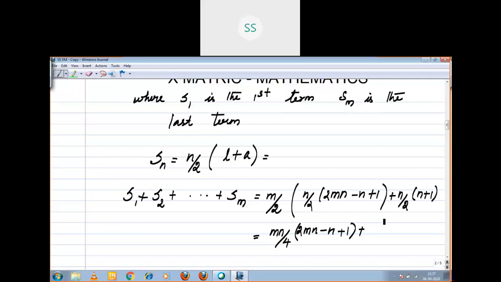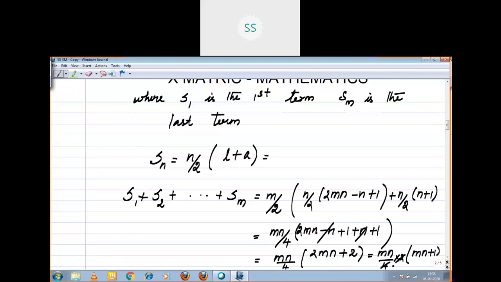better you have to take n by 2 as common, no? That is fine, right? n by 2 if you are taking as common, then what should be the rest? Plus n plus 1. Got it? This and this has cancelled. mn into mn by 4 into 2mn plus 2. Then you have to take 2 as common. mn by 4 into 2 bracket mn plus 1.